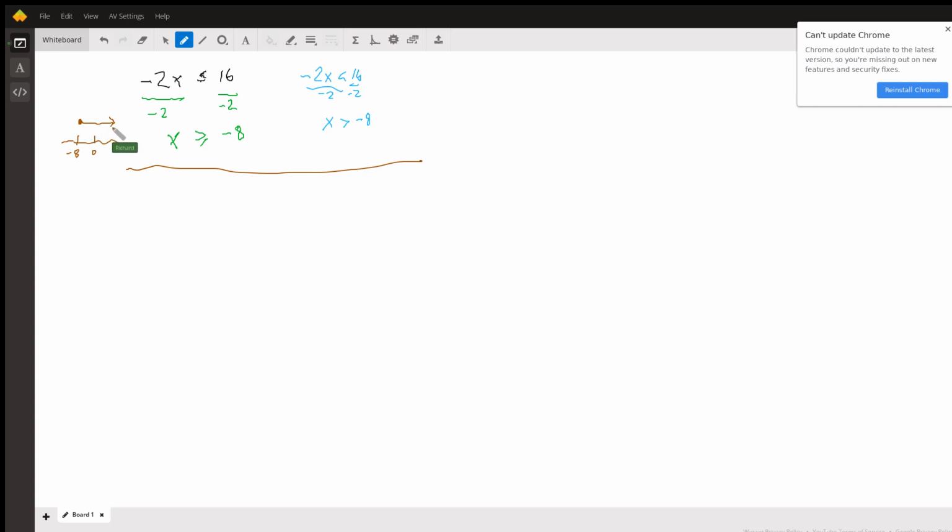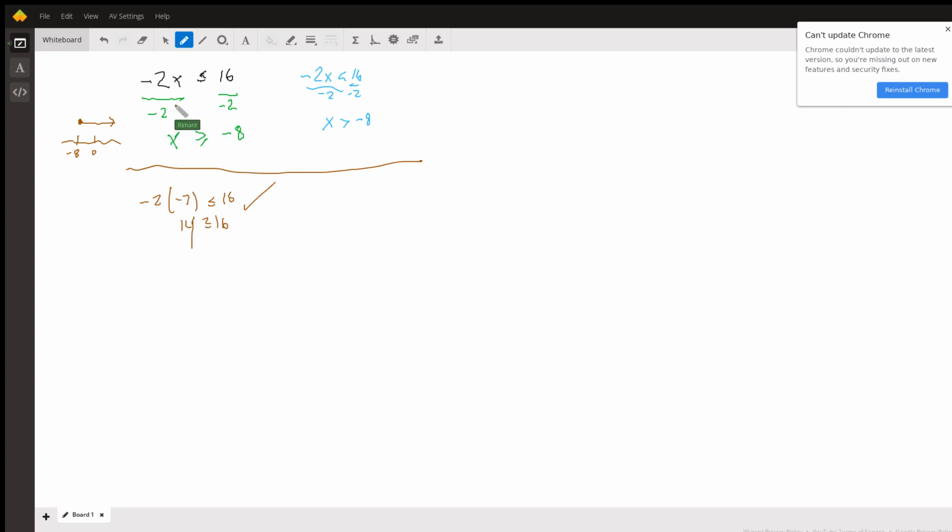So let's take negative 7. If I took negative 7, I would get negative 2 times negative 7 less than or equal to 16. And then I'd get 14 less than or equal to 16. And so it checks and it works.